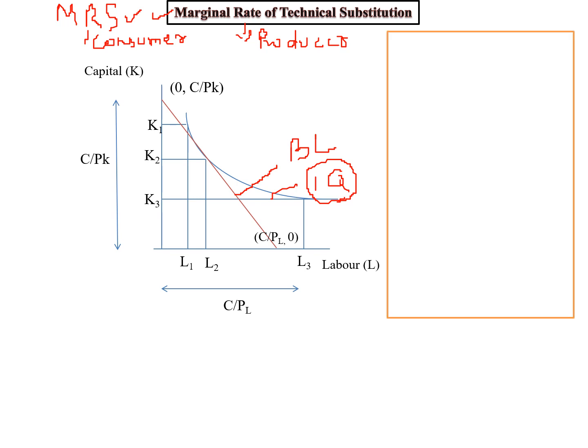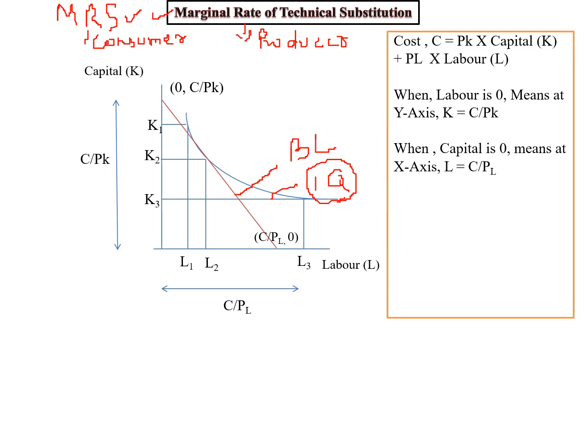Dear students, you all know that cost means the price of capital into total capital plus the price of labor into total labor. When labor is 0, suppose at this point, then the point is defined as 0, C by Pk, or you can say on the y axis the length is C by Pk. When capital is 0, the length is C by PL. Why have I highlighted C by Pk and C by PL?